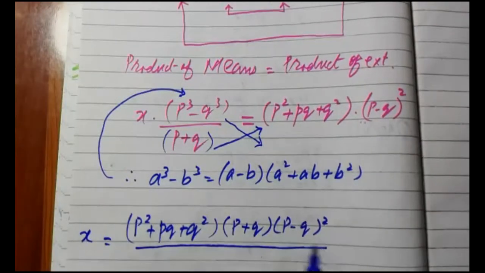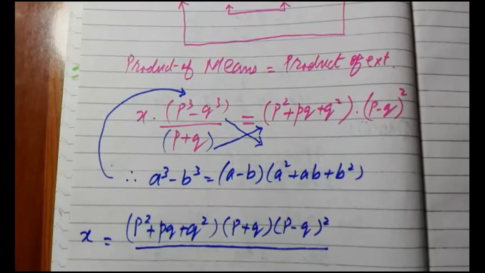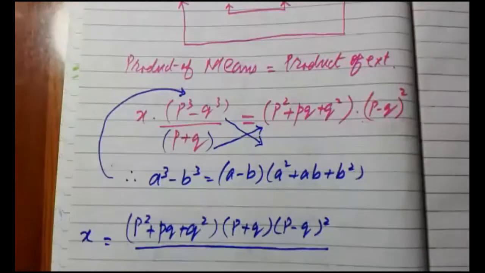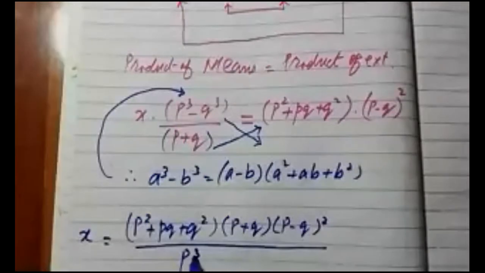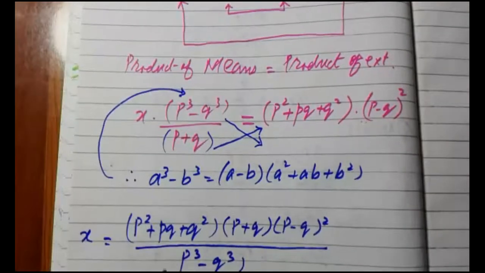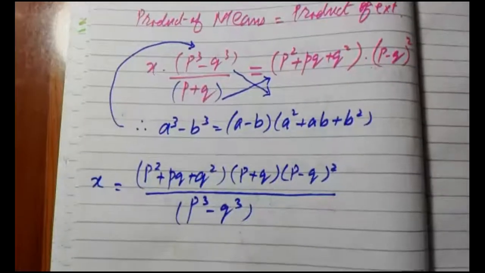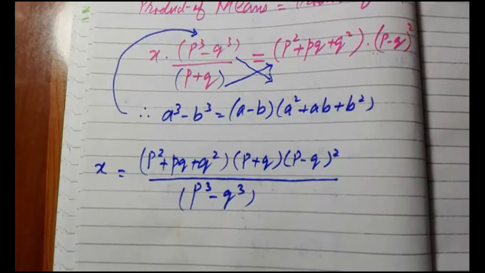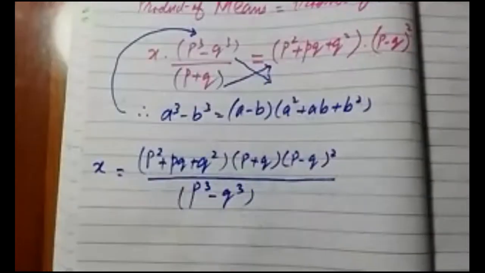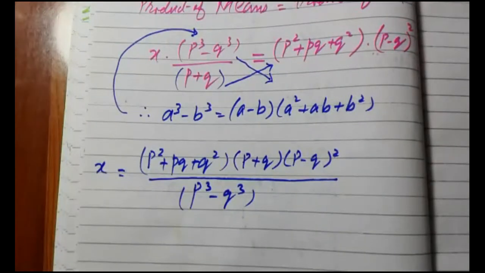and divided by p raised to power 3 minus q raised to power 3, like this one. And I have just given you the reference of the above formula, a cube minus b cube, that we will apply right here into the denominator. Now we will simply expand it and we will simplify the expression.